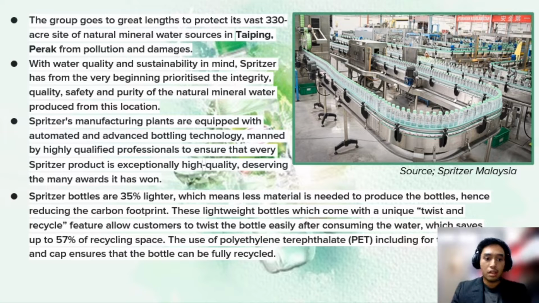For more information, Spritzer bottles are 35% lighter, which means less material is needed to produce the bottles, hence reducing the carbon footprint. These lightweight bottles, which come with a unique twist and recycle feature, allow customers to twist the bottle easily after consuming the water, which saves up to 57% of recycling space. The use of PET, including for the bottles, labels and caps, ensures that the bottle can be fully recycled. The picture at the top right of the slide shows the production line of Spritzer mineral water.